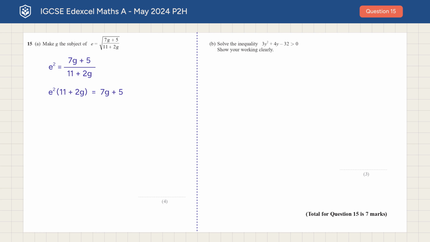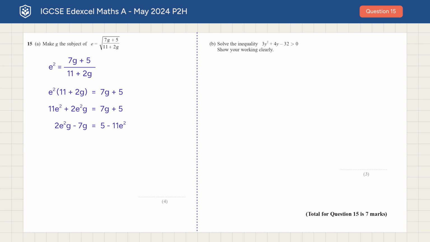Next, we expand the left side. 11e squared plus 2e squared g equals 7g plus 5. Our goal is to isolate g, so let's group all terms containing g on the left and move everything else to the right. We subtract 7g from both sides and subtract 11e squared from both sides. This gives us 2e squared g minus 7g equals 5 minus 11e squared.